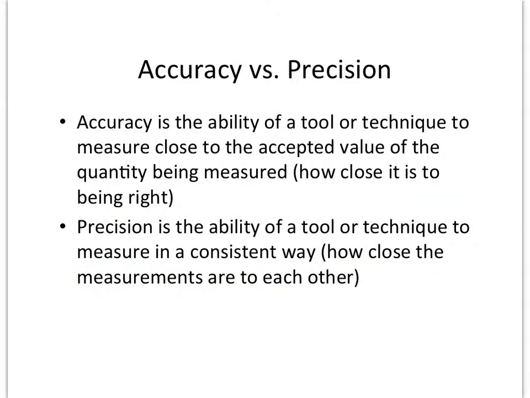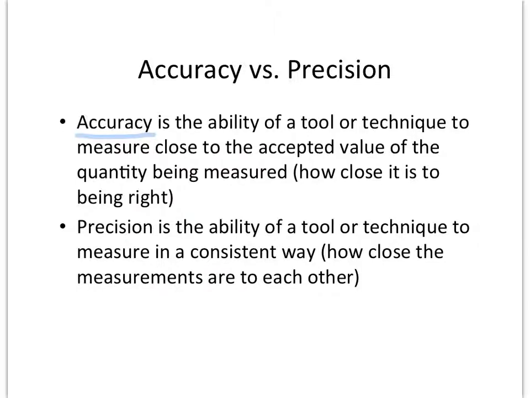When collecting a series of data points, for example, a bunch of different densities, the terms accuracy and precision can be used to discuss and analyze those results. Accuracy is the ability of a tool or technique to measure close to the accepted value of the quality or quantity being measured. So how close it is to being correct.